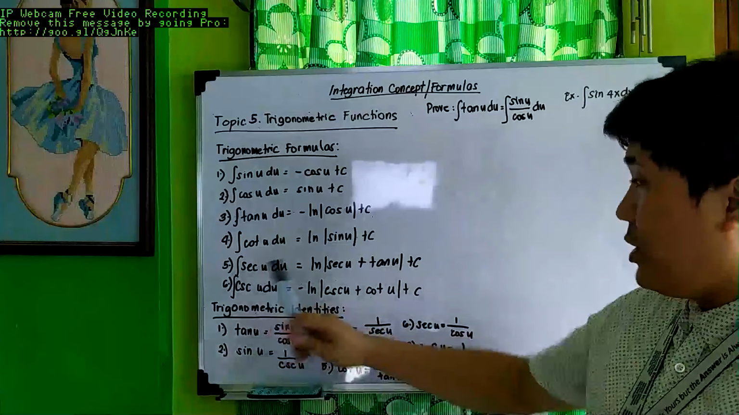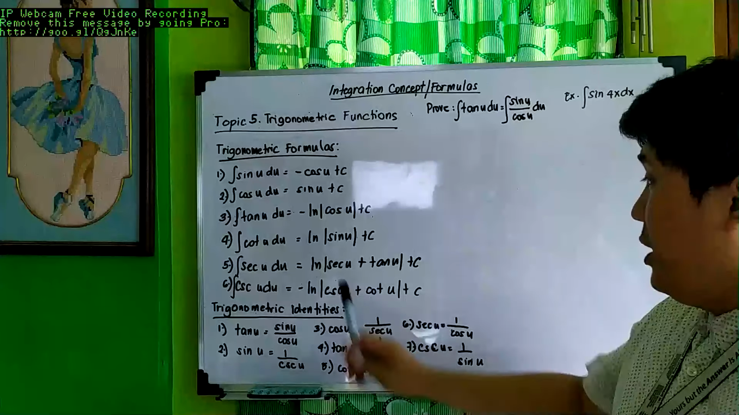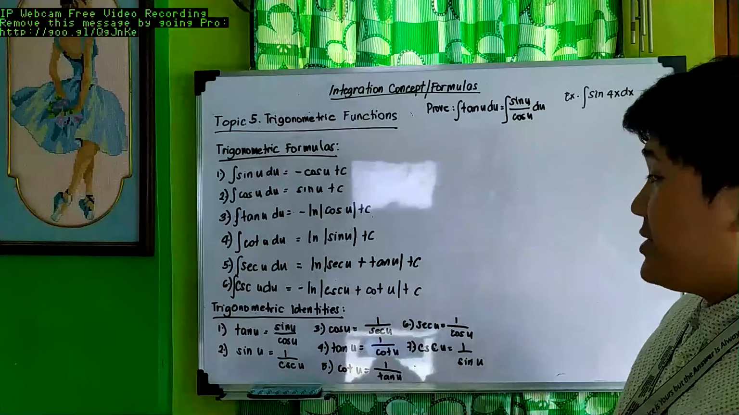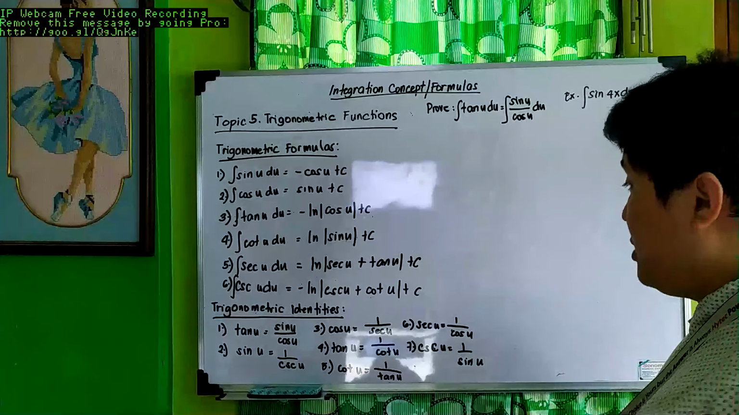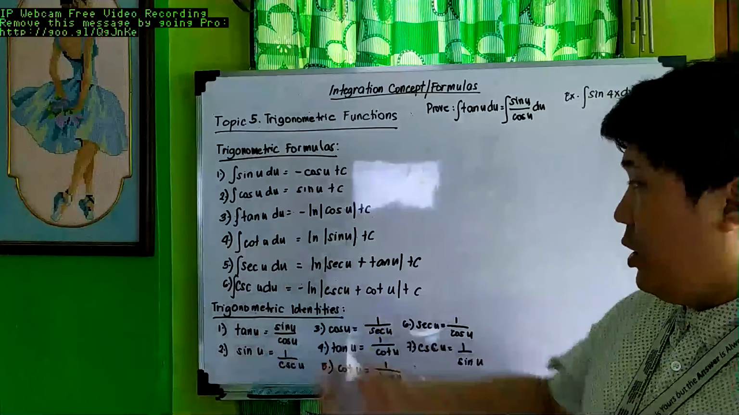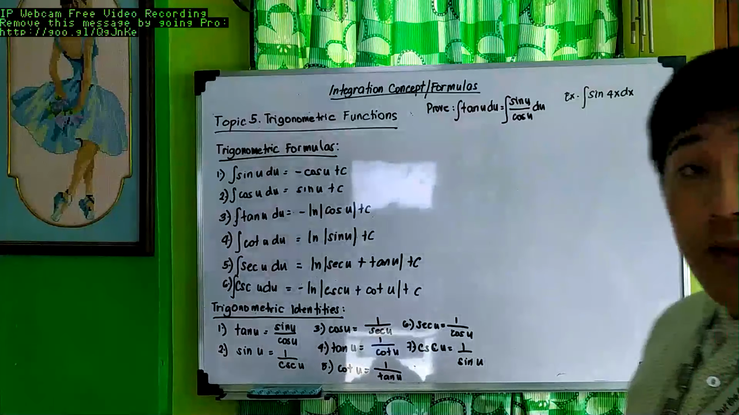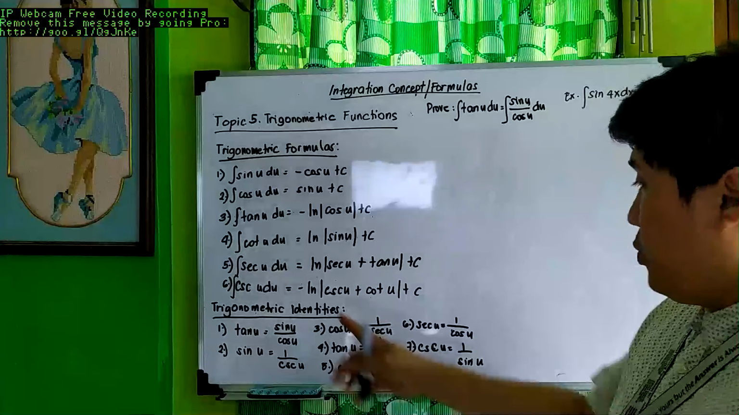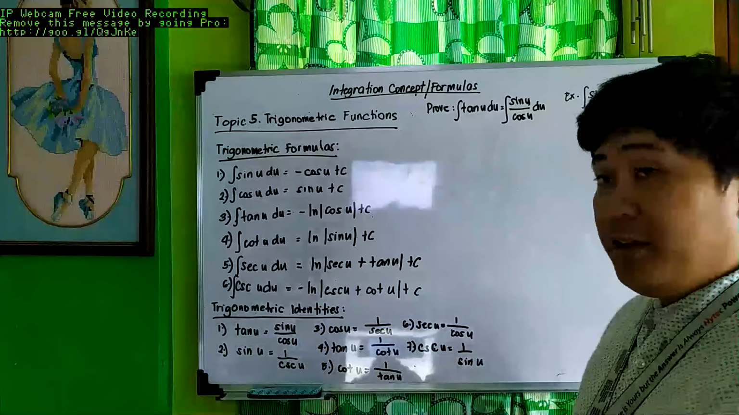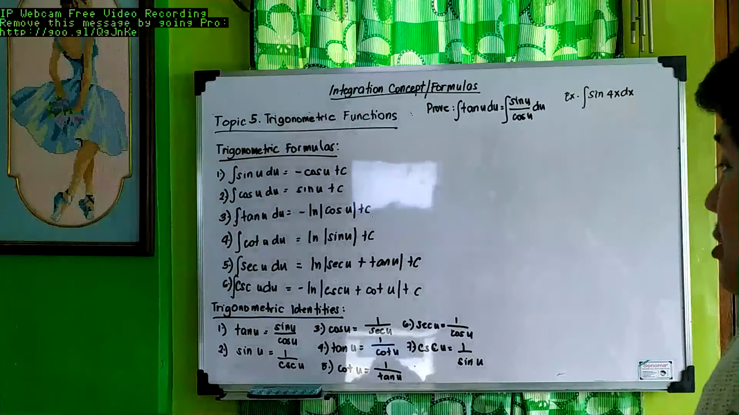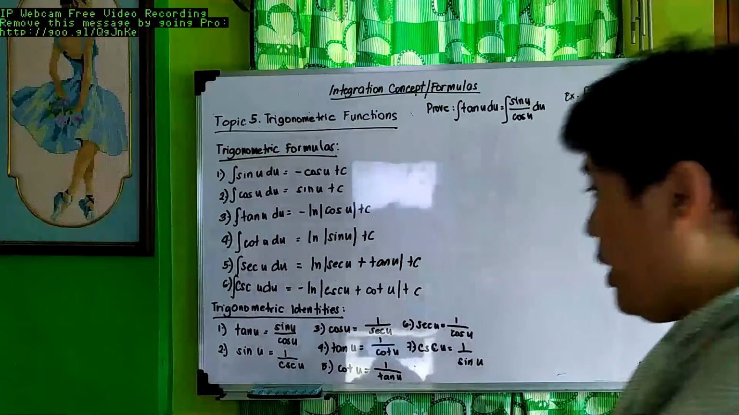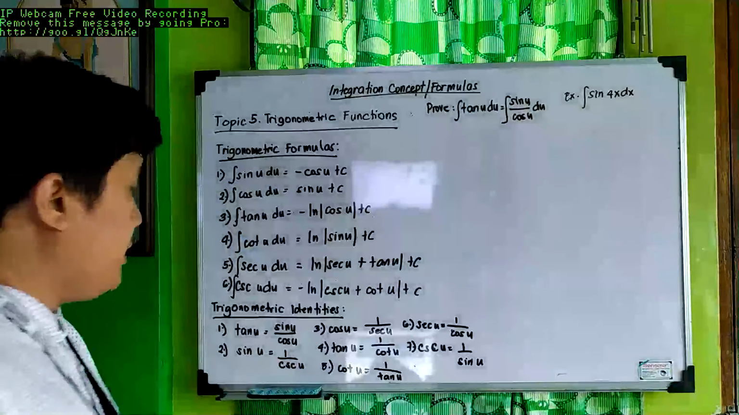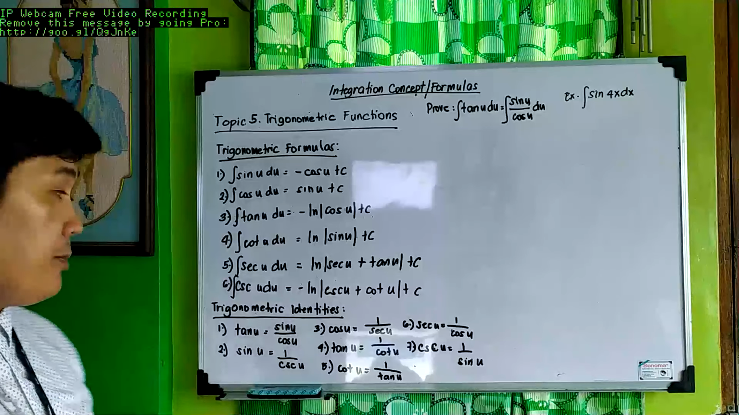And the integral of secant u will be positive ln secant u plus tangent u plus c. The last one, the integral of cosecant u du, will be equal to negative ln cosecant u plus cotangent u plus c. So here we have trigonometric identities, if you could recall this from your past mathematics.